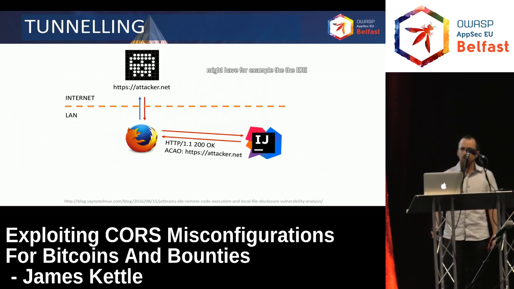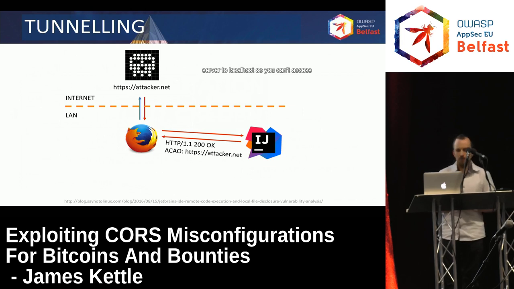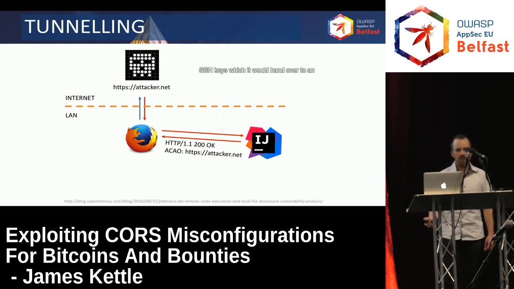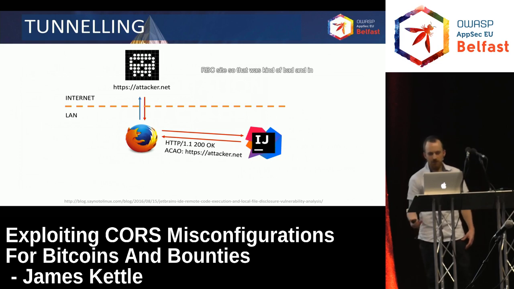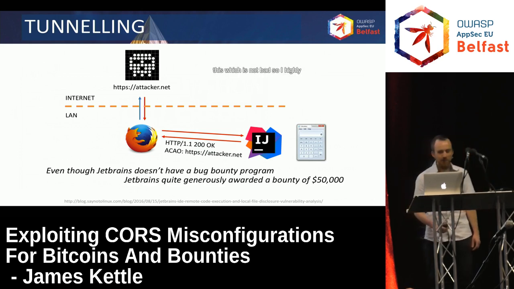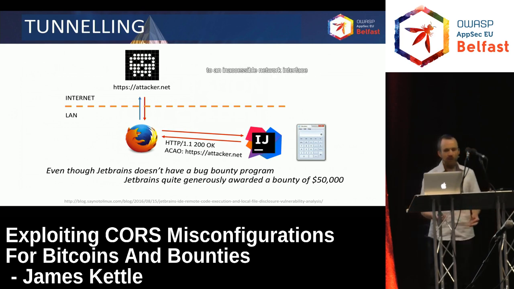For example, the IDE IntelliJ, which was for Java development, binds a server to localhost. So as an attacker, you can't hit the server directly because it's bound to your victim's localhost. But someone found that thanks to their CORS configuration, they could make you ask the server for your private SSH keys, which it would hand over to an arbitrary site. So that was kind of bad. In fact, using a couple of additional issues, they got remote code execution, and they ultimately got a $50,000 bounty for this, which is not bad at all. I highly recommend reading the blog post. I submitted something to those guys recently, but sadly didn't get a $50,000 bounty. So if your site uses IP-based access controls, IP whitelists, or binding to an inaccessible network interface, you've got to be really careful with your use of CORS.